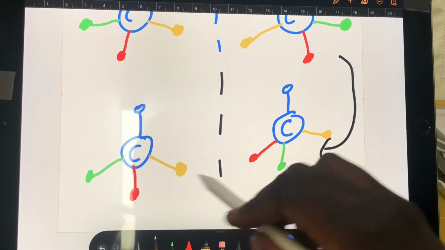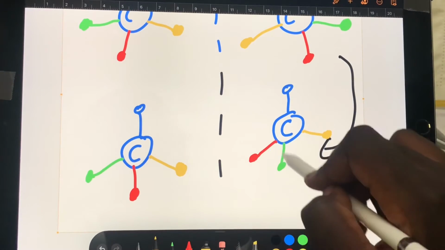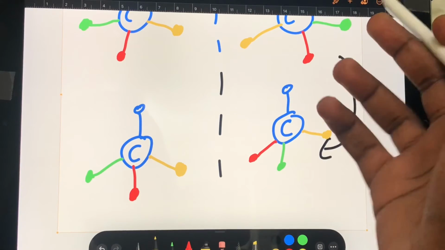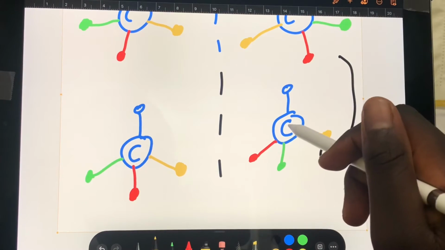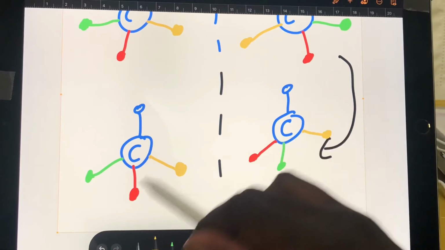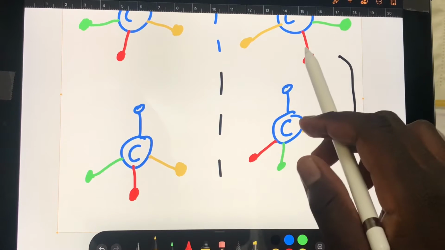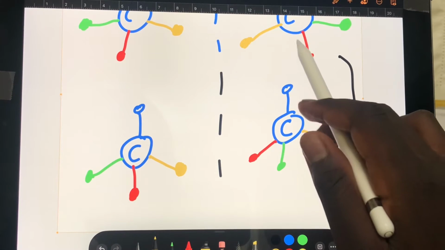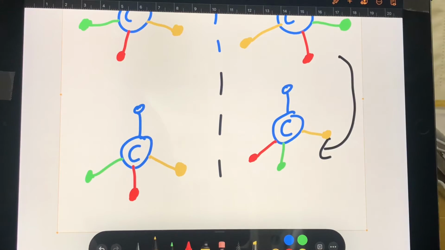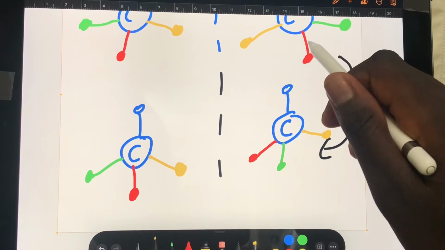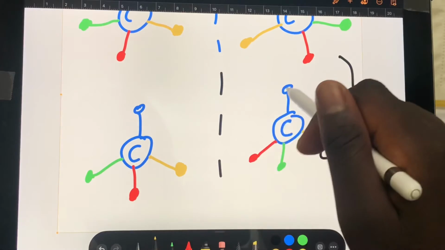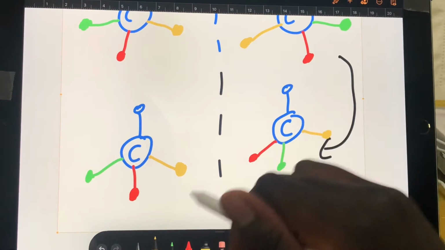Now you see, if you look back at it, these are not the same image. I tried to rotate this image to make it the same, but as you see here, this one is coming out of the page, and that one is going towards the right. These are not the same image. They're not the same molecule.